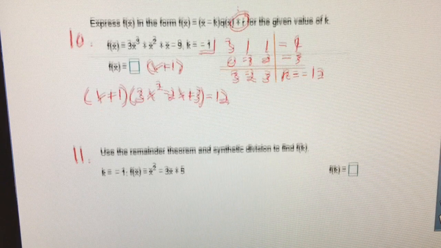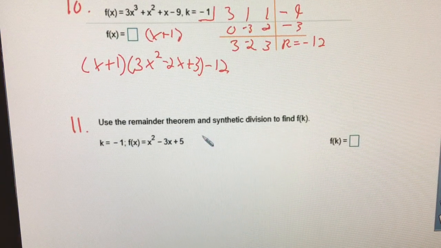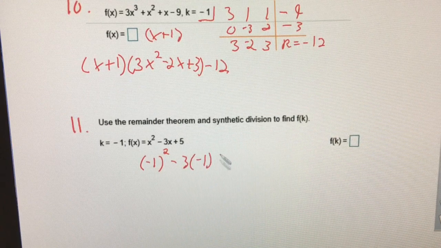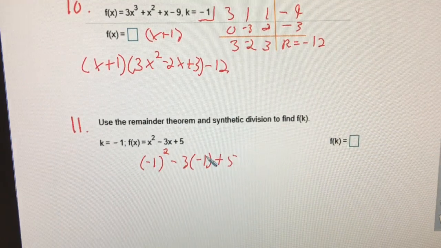That one's a little tough, just because of the format. Again, the format is not that format. All they want me to do is plug in the negative 1. So I'm just going to do negative 1. You have to wrap it squared. Minus 3 times negative 1 plus 5. That's going to give me 1 plus 4 plus 5. I believe that is 10.